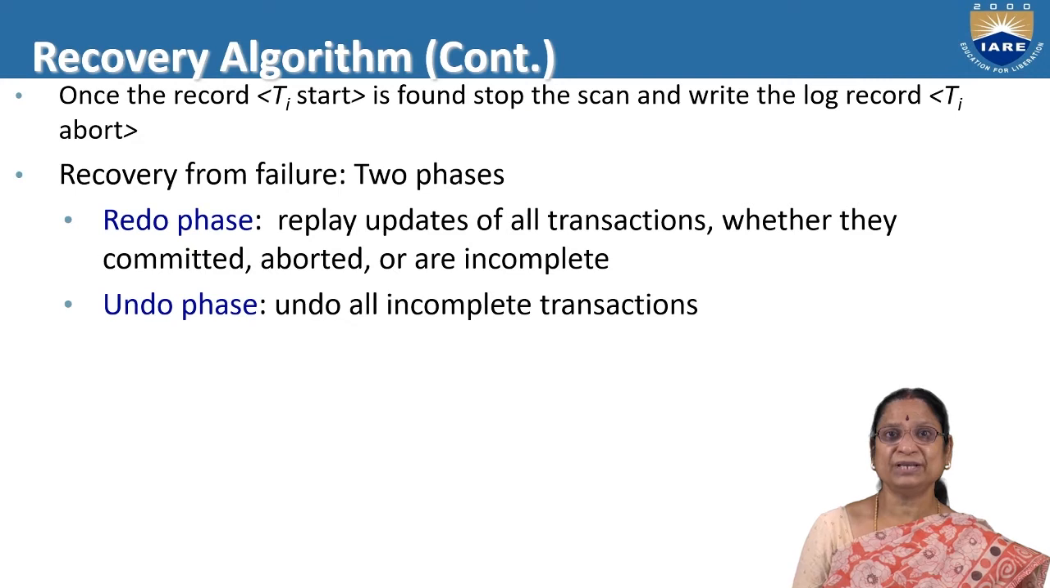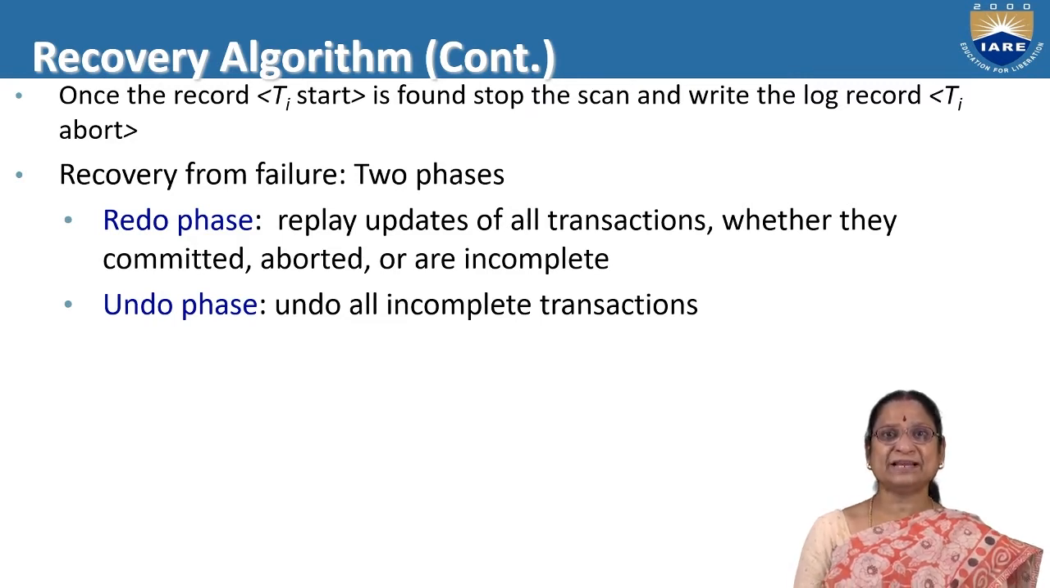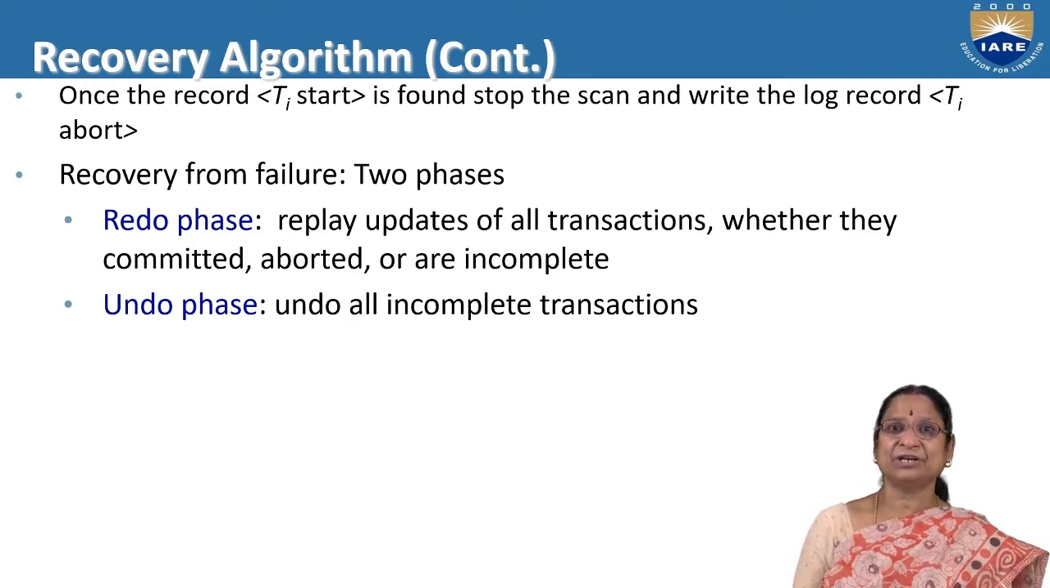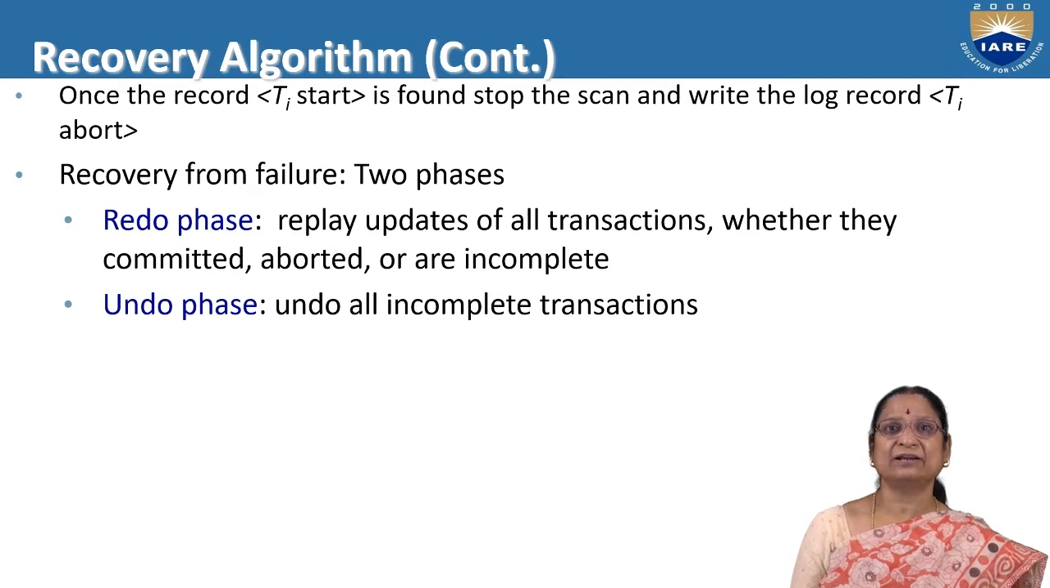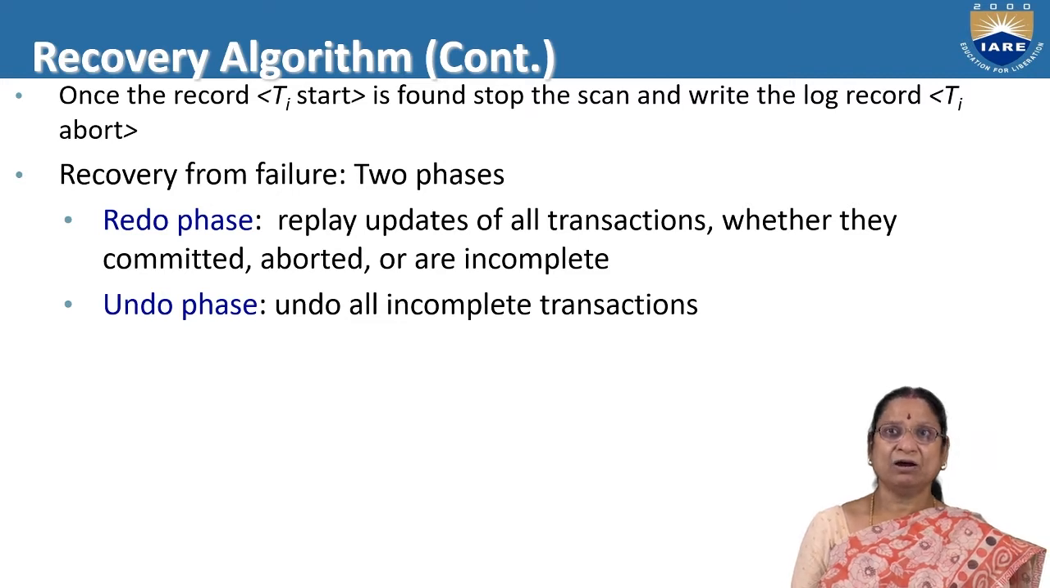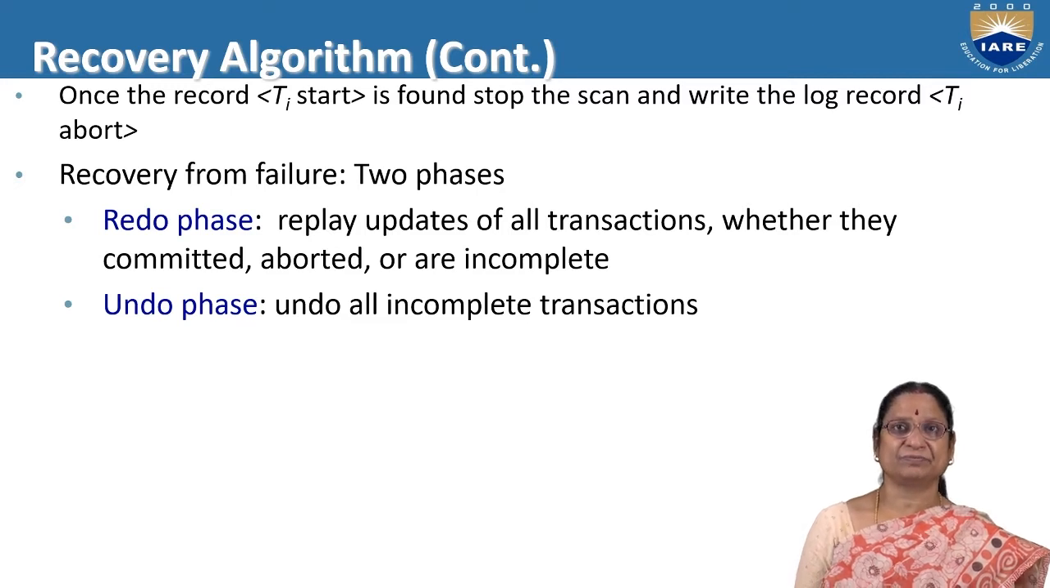Sometimes we have to recover from failure also. To recover from failure, there are two phases, the redo phase and the undo phase. The redo phase uses an atomic redo algorithm, and the undo phase uses an atomic undo algorithm. Under the redo phase, we replay the updates of all transactions. That means rewrite all attributes with new values, whether they are committed, aborted, or incomplete.